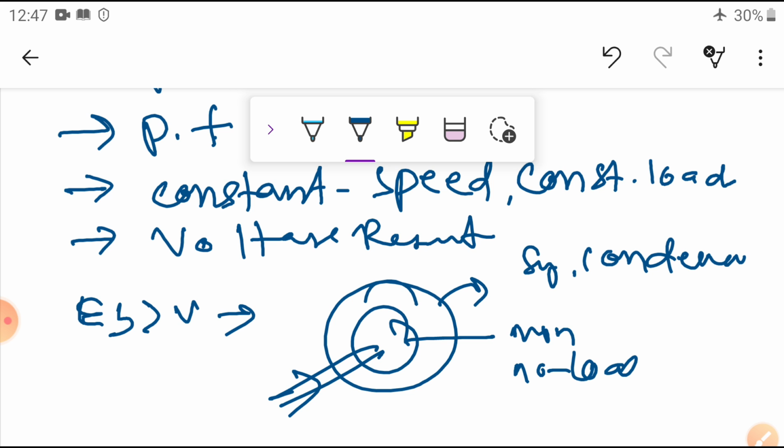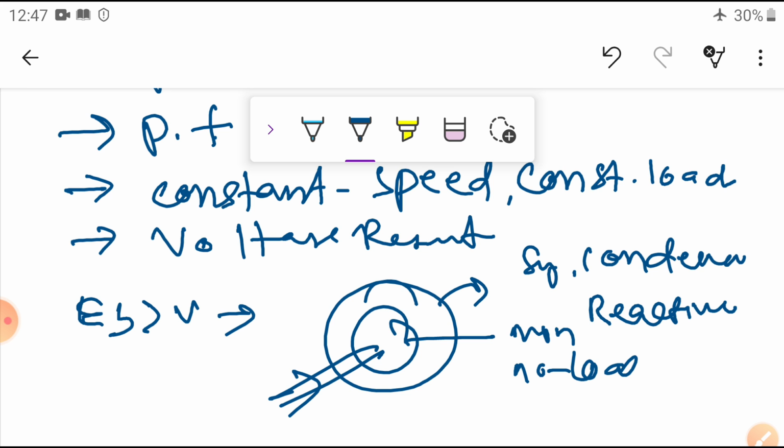When it becomes a synchronous condenser, it generates reactive power energy. Okay, that is reactive power energy. So overexcited synchronous motors having a leading power factor are widely used for improving the power factor of those power systems which employ a large number of induction motors and transformers, where these induction motors and transformers consume a large amount of reactive power energies.